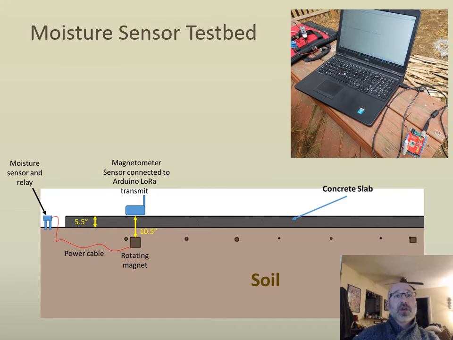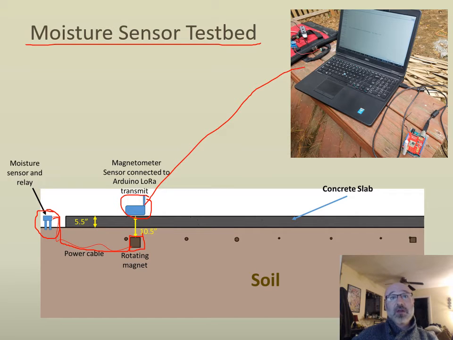Now let's take a look at our moisture sensor test bed. This test bed is a 2D side view showing all of our equipment and how we're acquiring the data. Over here we can see our moisture sensor and relay, which is connected down here to our rotating magnet that's buried under the ground. This is going to send our signal back up to our receiver right here with a LoRa transmitter that's going to transmit this a set distance away. We could be over a mile away from this, receiving all that information from our rotating magnet.